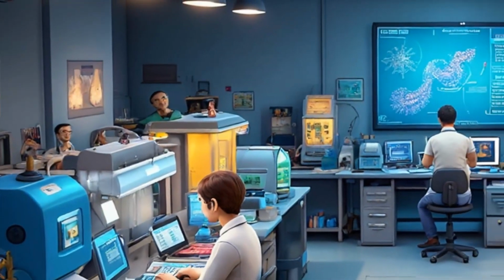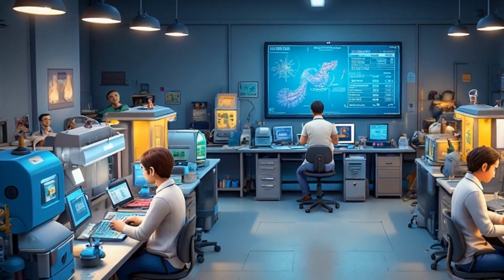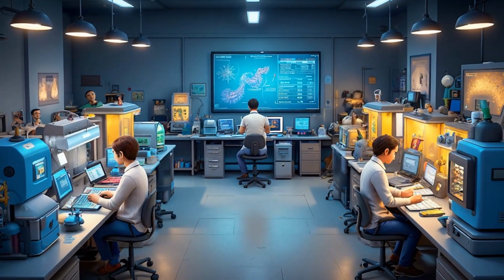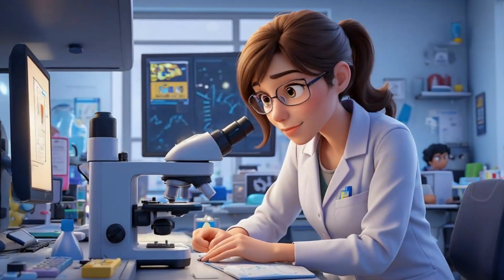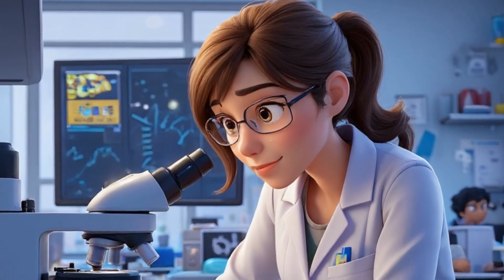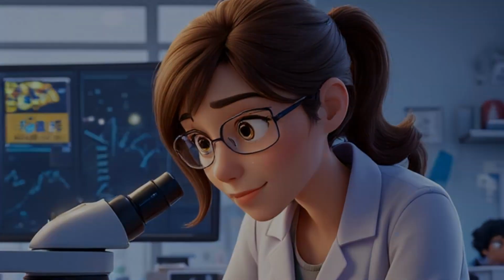5. Directed evolution. This is a method used to mimic the process of natural selection in the lab to evolve proteins or nucleic acids toward a user-defined goal. It often involves mutating genes and selecting for desired traits.